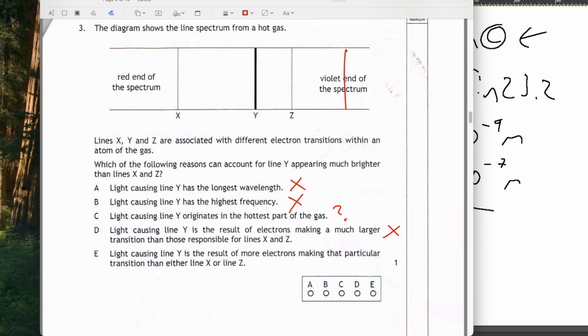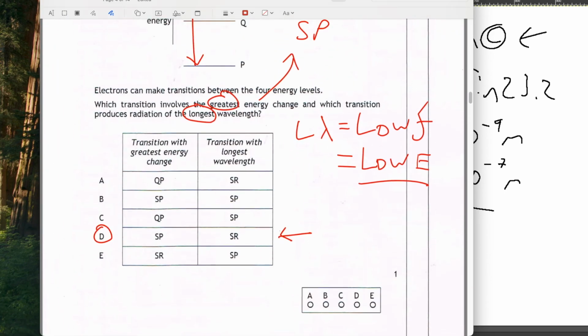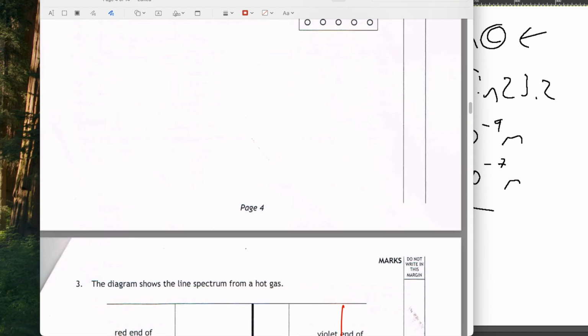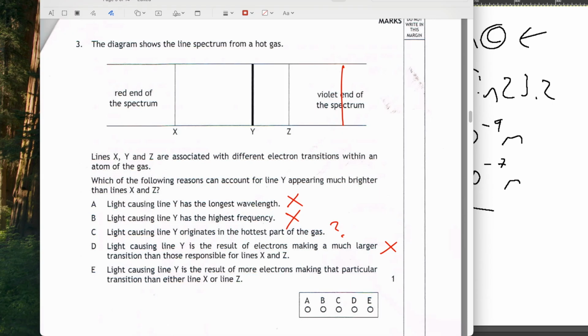That would be there. E, light causing line Y is the result of more electrons making that particular transition than either line X or Z. More electrons making that transition. So if more electrons are making that transition, what's going to happen? More photons are being released. Brighter line. That sounds pretty good to me.